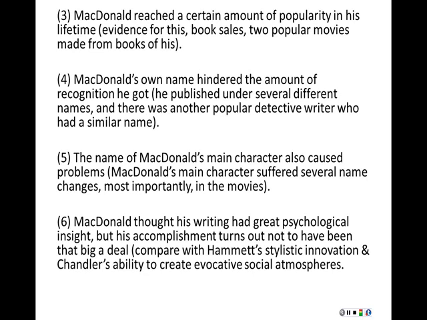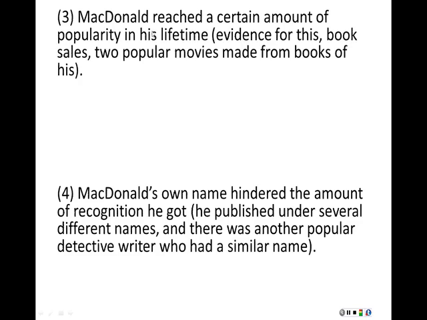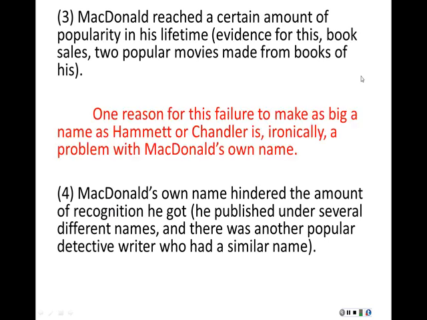So with the first transition there, we've got the third paragraph, he achieved some amount of fame, and then paragraph 4, the first of our reasons why he failed to achieve the greatness that he desired. And for a transition phrase, I'm saying, one reason for this failure to make as big a name as Hammett or Chandler is ironically a problem with MacDonald's own name. Notice I definitely did a cheat there. This one reason, now that's kind of like a list, like that's announcing a reason. One reason, another reason, yet another reason. Those are all list-like words.